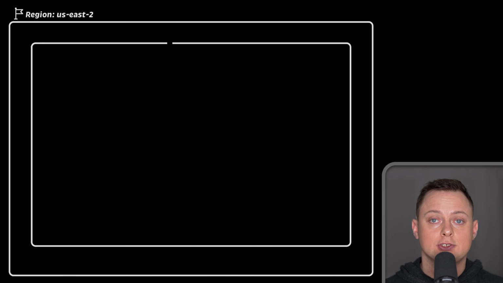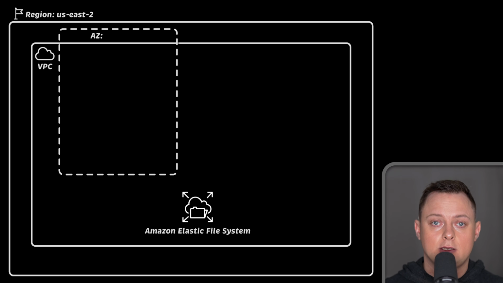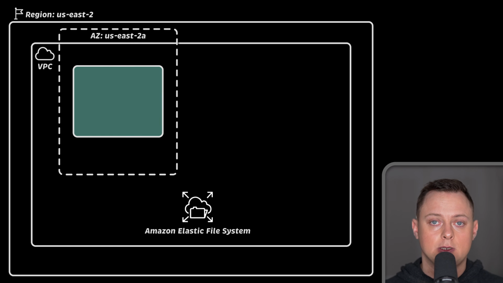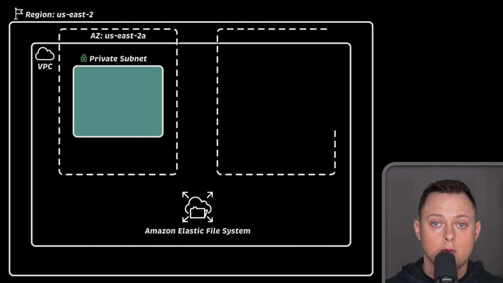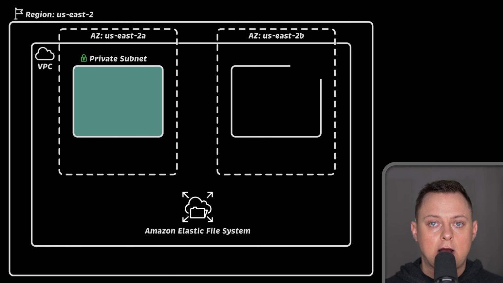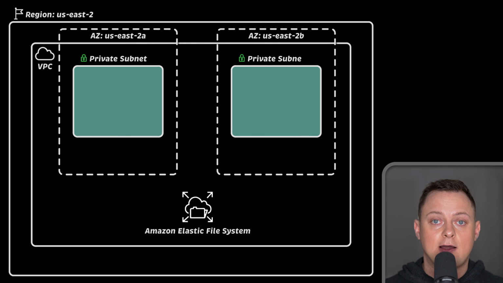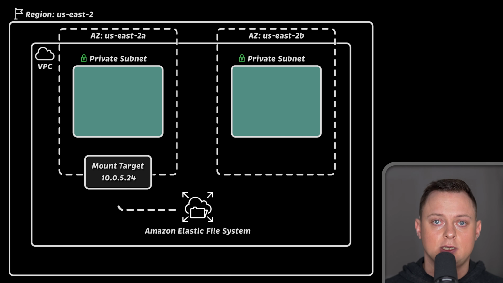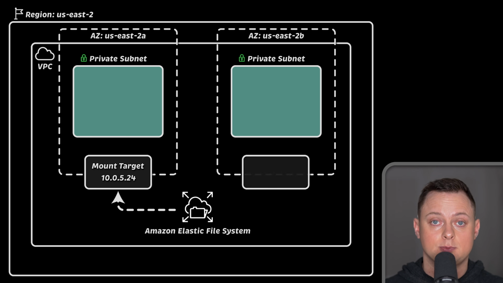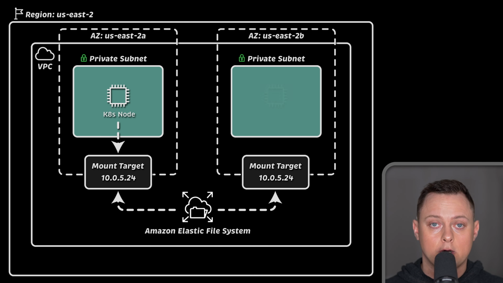To integrate this file system with EKS, we first need to create an EFS file system in AWS. Then we need to create mount targets in all availability zones where we deploy our Kubernetes workers. We have two private subnets in two different availability zones, so we need to create two mount targets. Additionally, since it's a network file system, we need to use the EKS security group to allow Kubernetes workers to connect to the EFS file system.